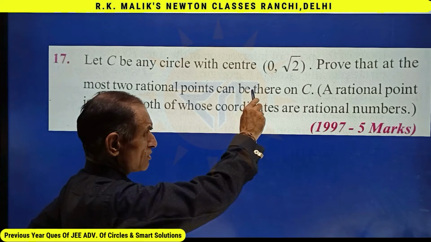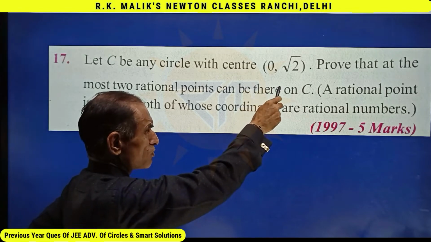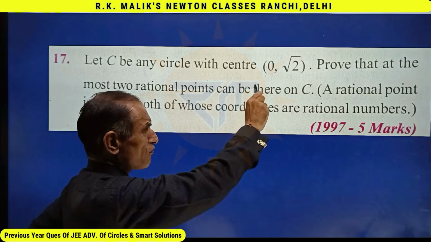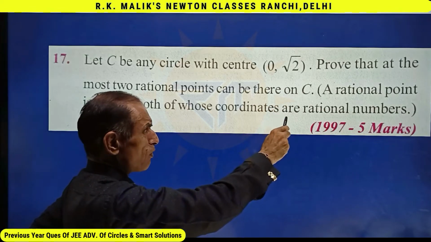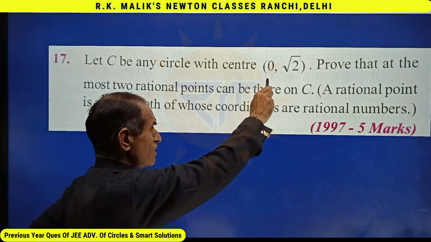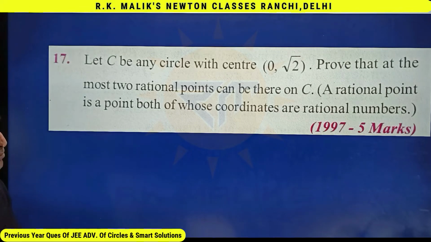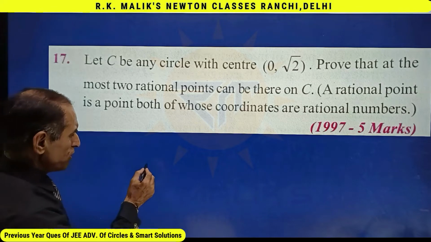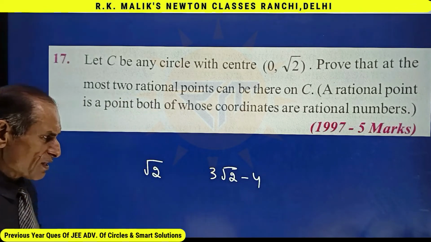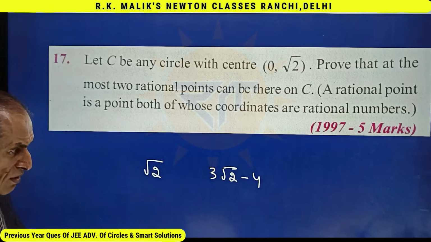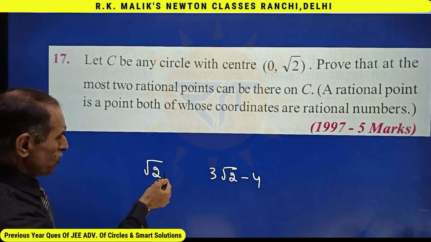But note that I am dealing with the case when both the coordinates are irrational numbers, but the two irrational numbers should be of different type. If they are of the same type of irrational number, then the question will reduce to the type of question in which one coordinate is rational and the other coordinate is irrational. Different type of irrational number and same type of irrational number means, for example, root 2 and 3 root 2 minus 4. They are the same type of irrational number, because this can be converted to this by doing some rational operation on it.